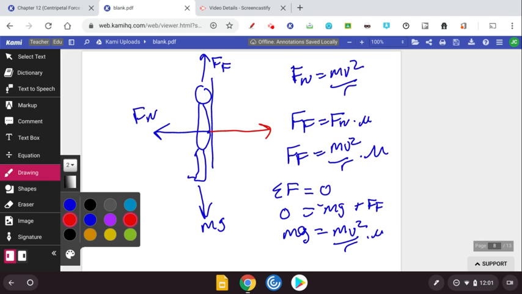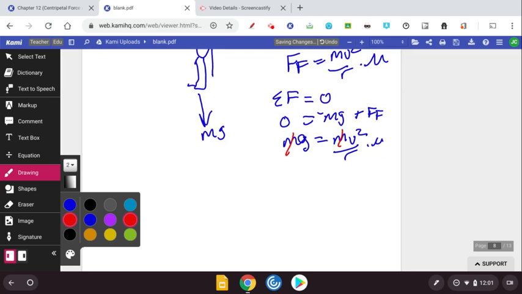So immediately you see mass cancels out. Isn't this great when mass cancels out? It doesn't matter how much your mass is, as long as it's spinning at a rate, you're able to stay in the curve. And so this then simplifies down to v is equal to the square root of gr divided by mu. And that is the velocity to keep you in the curve. If you know your coefficient of friction and the radius, you can solve for the velocity to keep you pinned against the wall. Anything higher than this velocity, you will be fine.